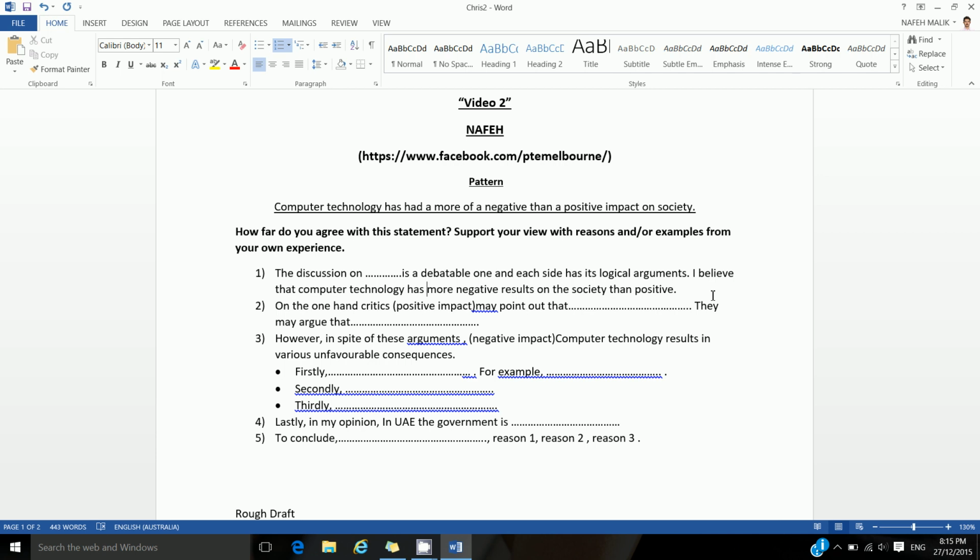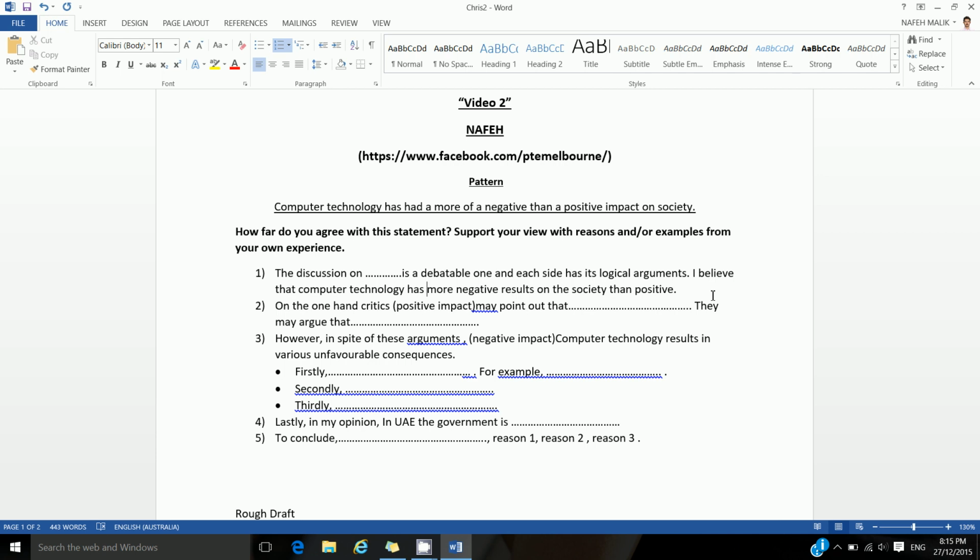Now comes paragraph 3, which is your opinion. So you say, however, comma, in spite of these arguments, that is the arguments given by the critics, in spite of these arguments, comma, computer technology results in various unfavorable consequences.